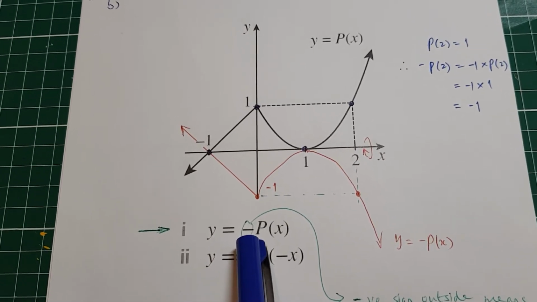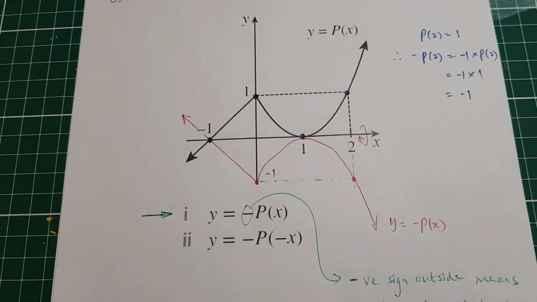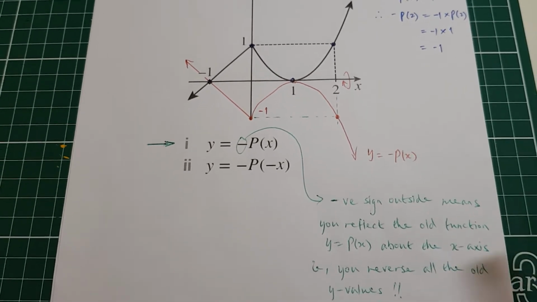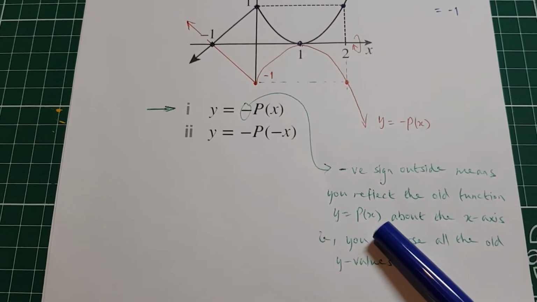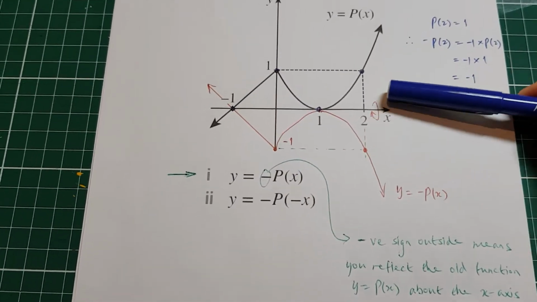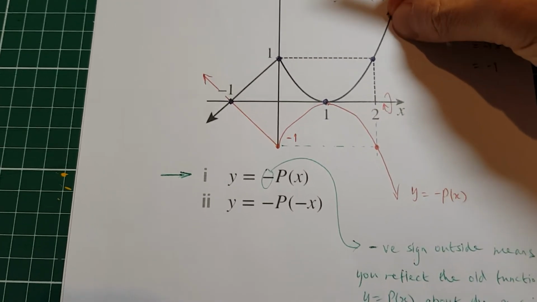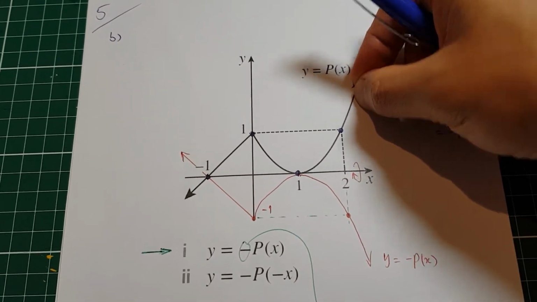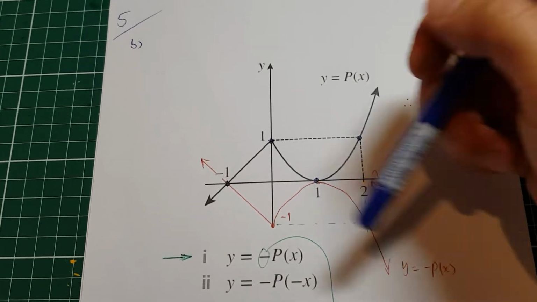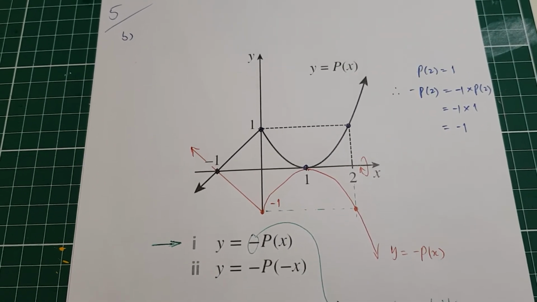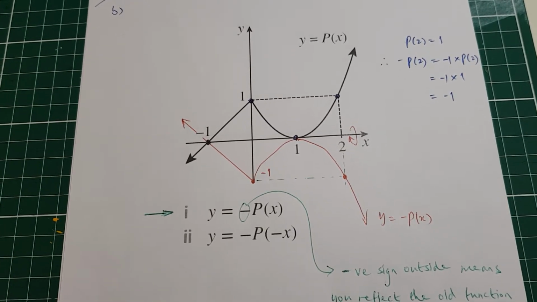That negative outside means it's the reflection of the old function, which is y equals px, about the x-axis. So that's what I mean by that little circle here. That means you grab one end of the old function and then rotate it. Then you get this, okay? But why is that? Why is it the rotation about the x-axis?